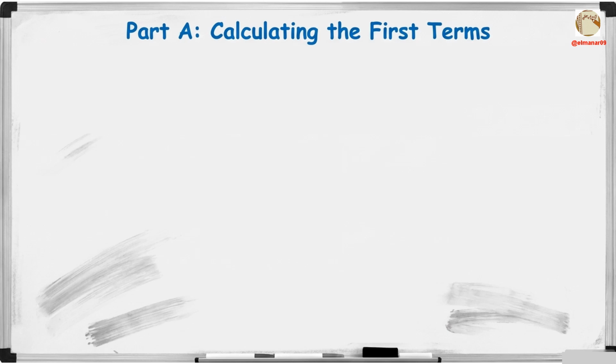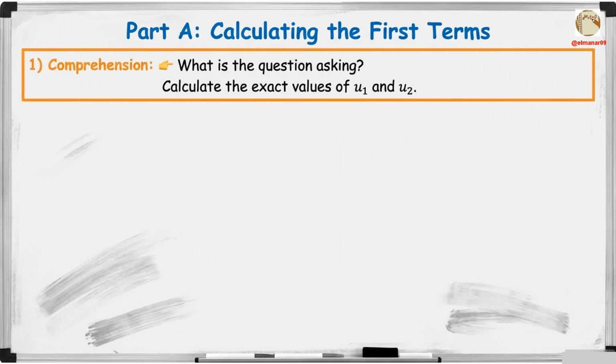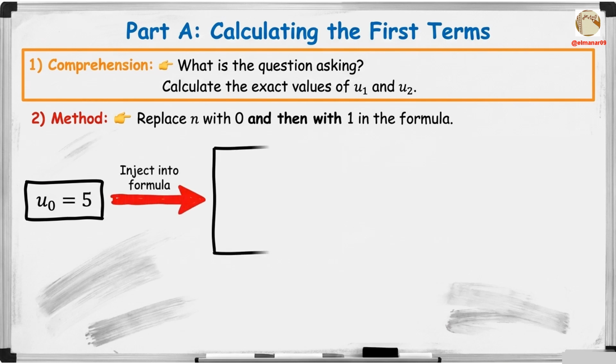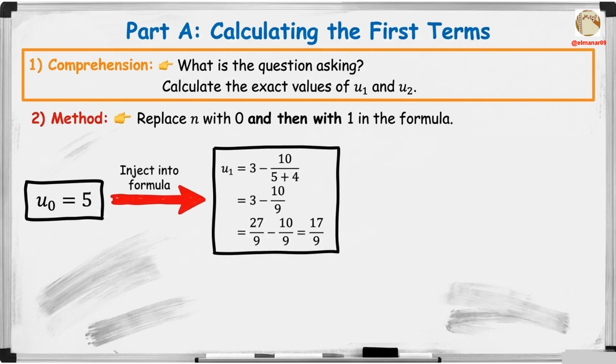Let's put our formula to work by calculating U1 and U2. To find U1, we inject our starting value, U0 equals 5, into the formula where Un is. So U1 equals 3 minus 10 over 5 plus 4. This gives us 3 minus 10 over 9. To subtract these, we need a common denominator. 27 over 9 minus 10 over 9 equals 17 over 9. That's our first exact value.